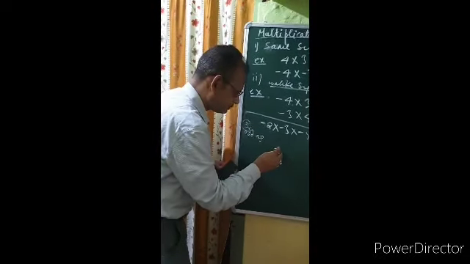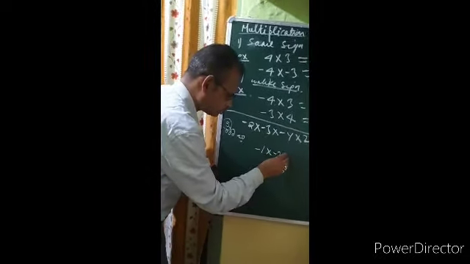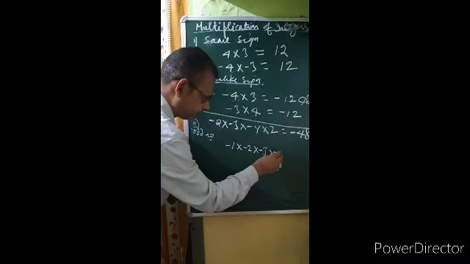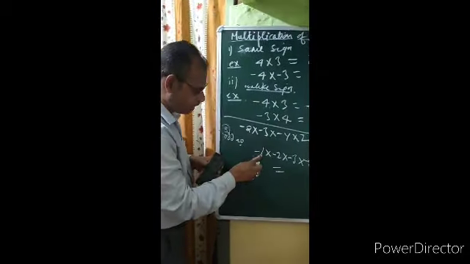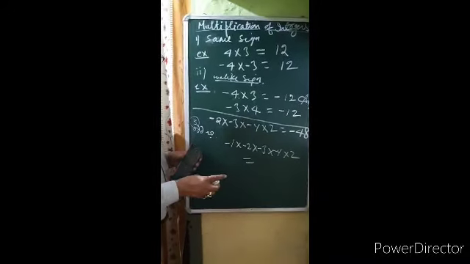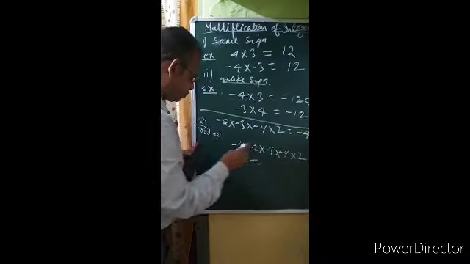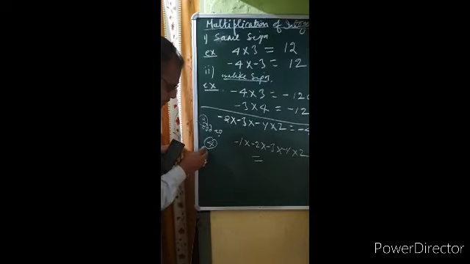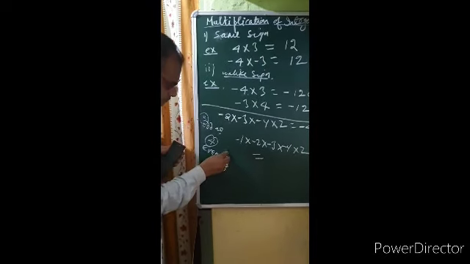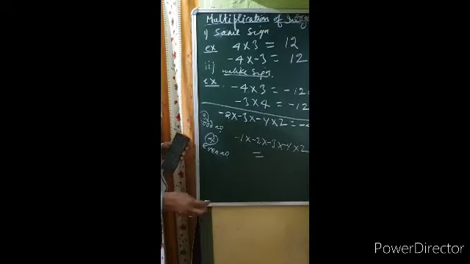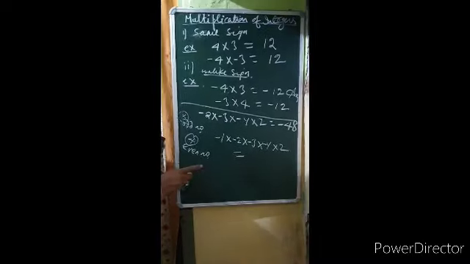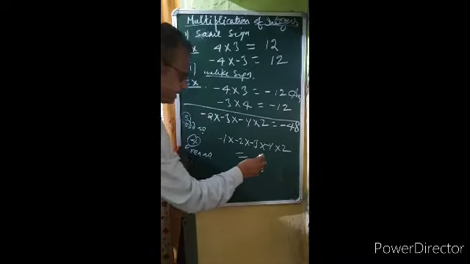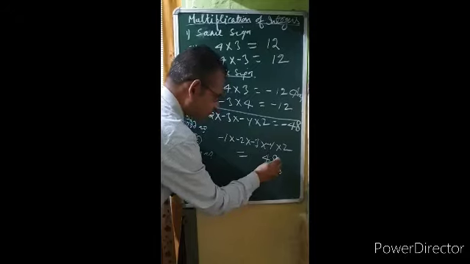Now the same question, if you have -1 into -2 into -3 into -4 into 2. Now in this case, 1, 2, 3, 4, 4 integers are of negative sign. So 4 is an even number. So we will write the answer and put a positive sign to it.